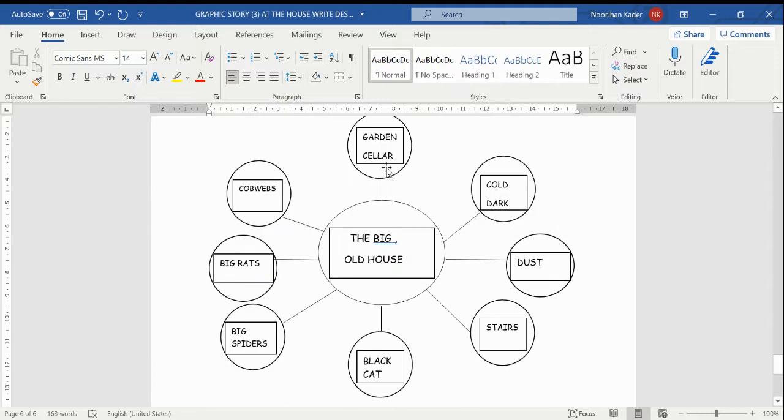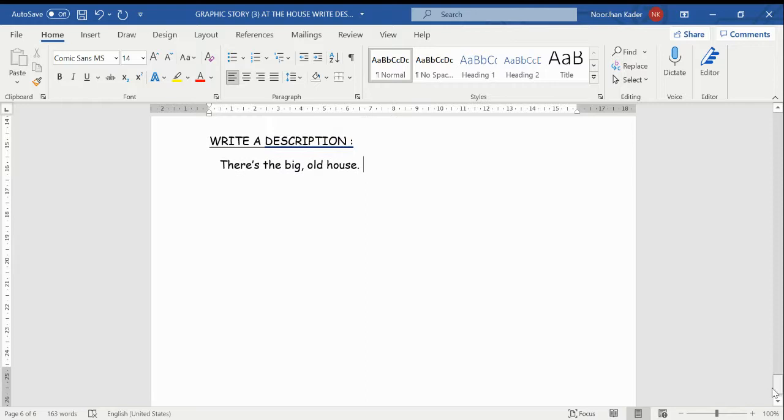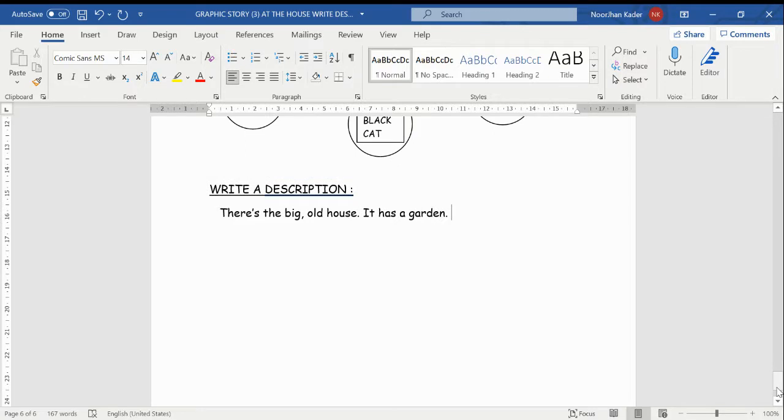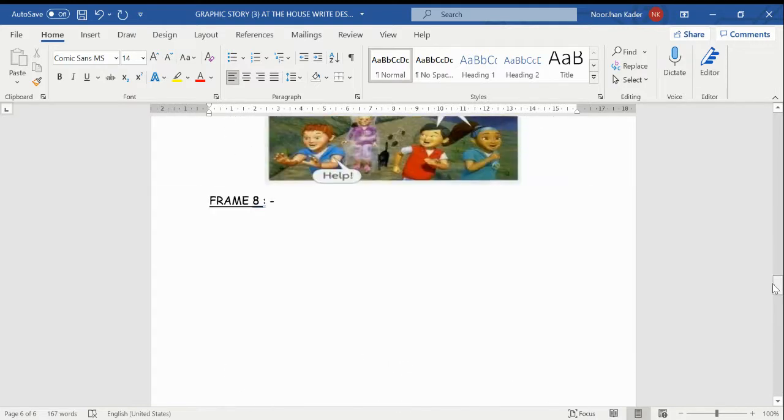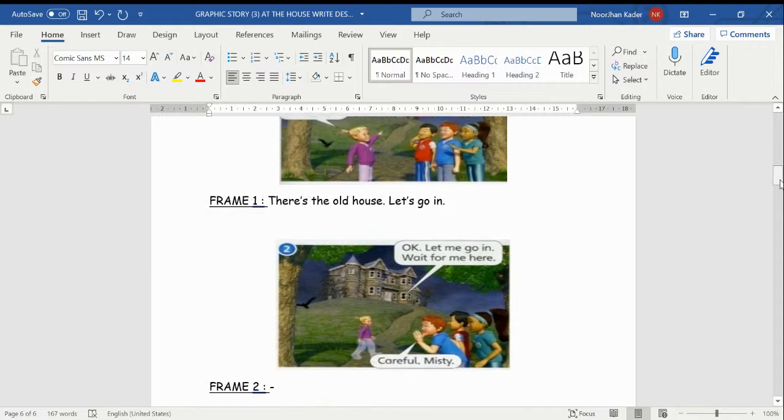Okay, then we will start with the garden and cellar. So it has a garden, because we are writing a description of the whole house. We are not writing about the story, or about what is happening in the story, or about the characters in the story. We are just writing a description of the old house from the graphic story. So we just write about the house. You see, the instruction says so, that is why we've been talking and discussing about the house all along.